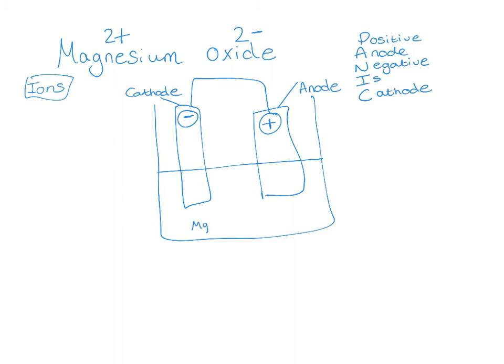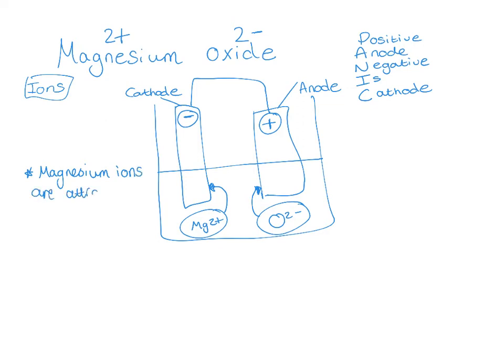So what you've got to imagine is you've got magnesium 2+ ions and 2- ions floating around, because they've been broken down, they're in a solution. So the positive is going to be attracted to the negative, and the negative is going to be attracted to the positive. So out of the 4 marks you say you're going to get, you'll get 1 mark for saying magnesium ions, because they are ions, they've got a charge, go to the negative cathode. So that's going to be 1 mark.